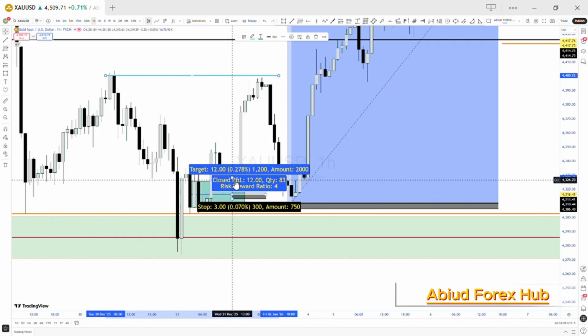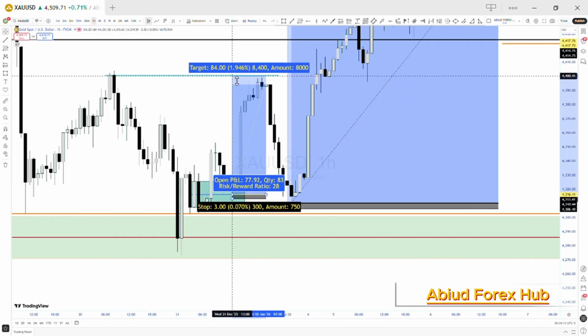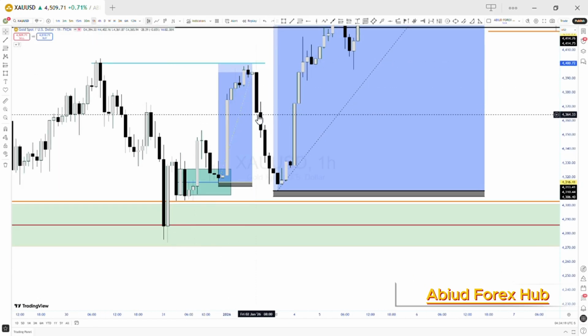So you target that level, that's a first entry, and there you catch your 840 pips, just as a by the way.